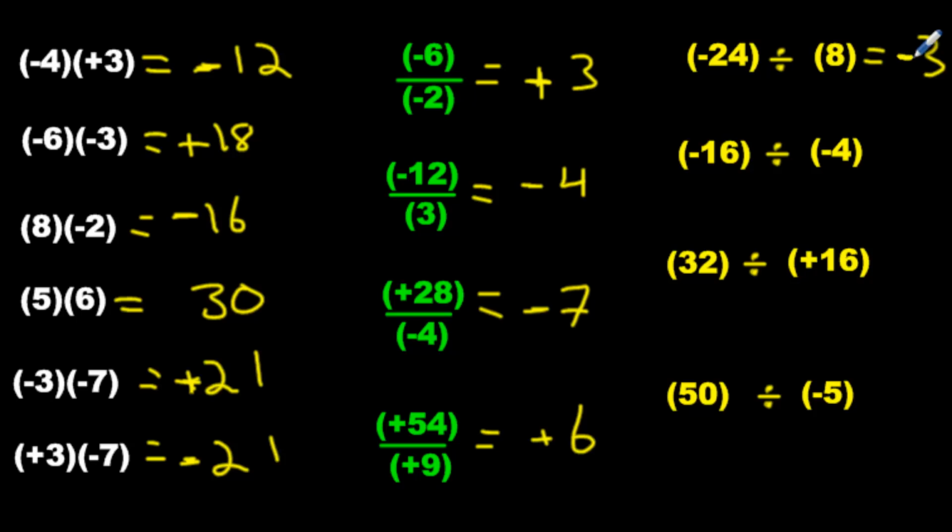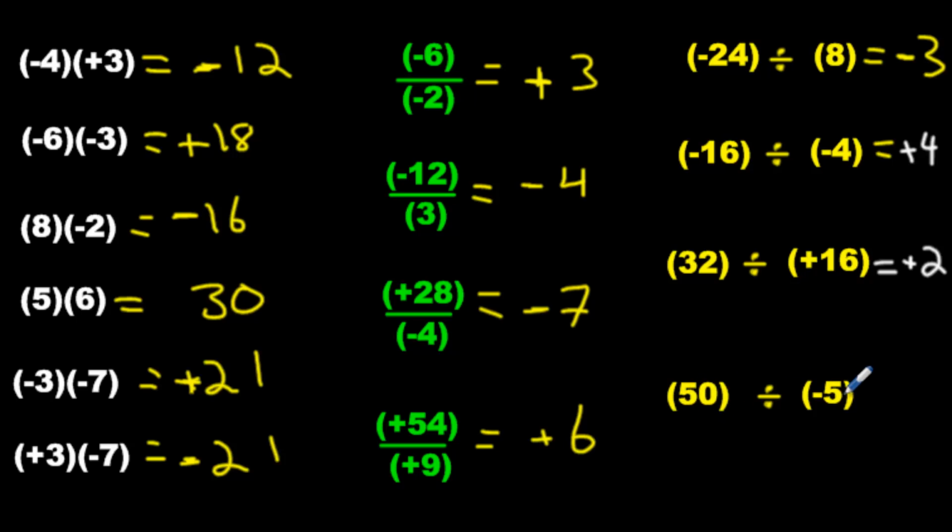Okay, that's all right. We've got this here. It's starting to click in, right? 16 divided by 4 is 4. The signs are the same, negatives, so we make a positive. Here we have 32 and 16 is what? Yes, 2. The signs are the same, positive, positive makes positive.